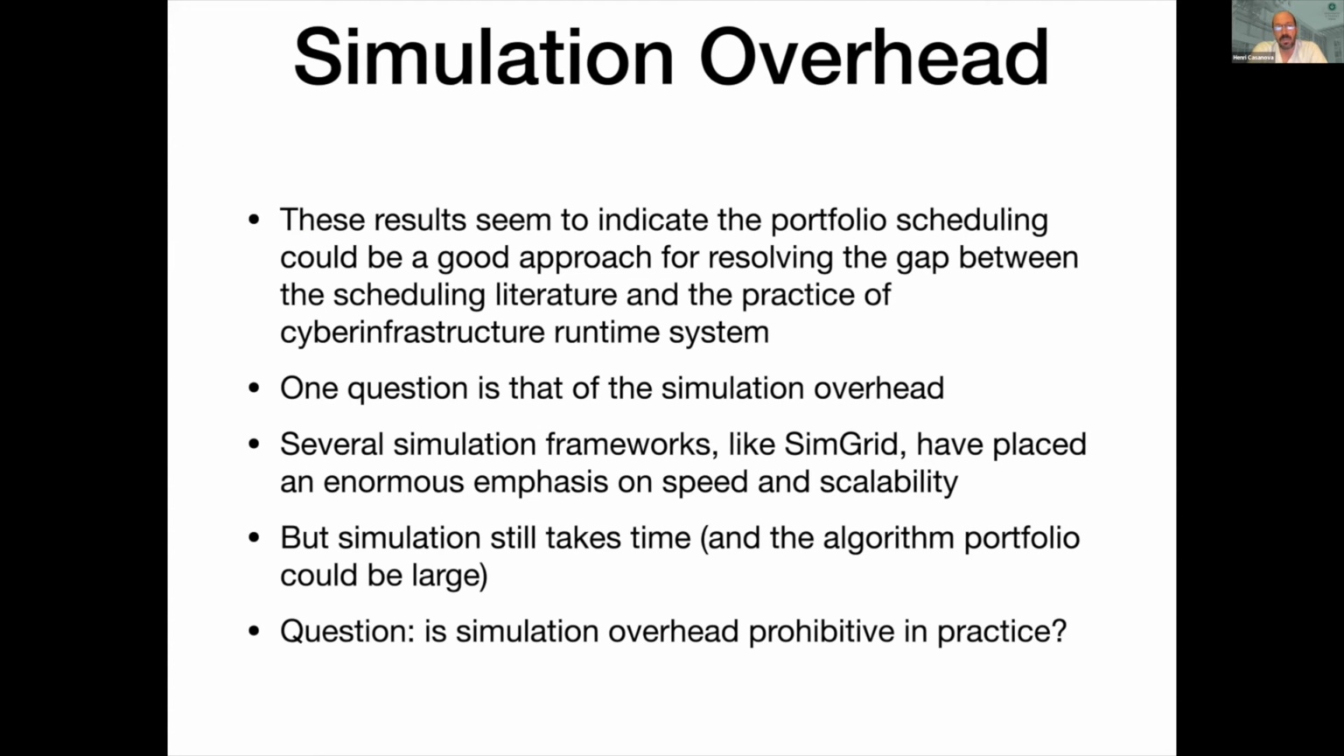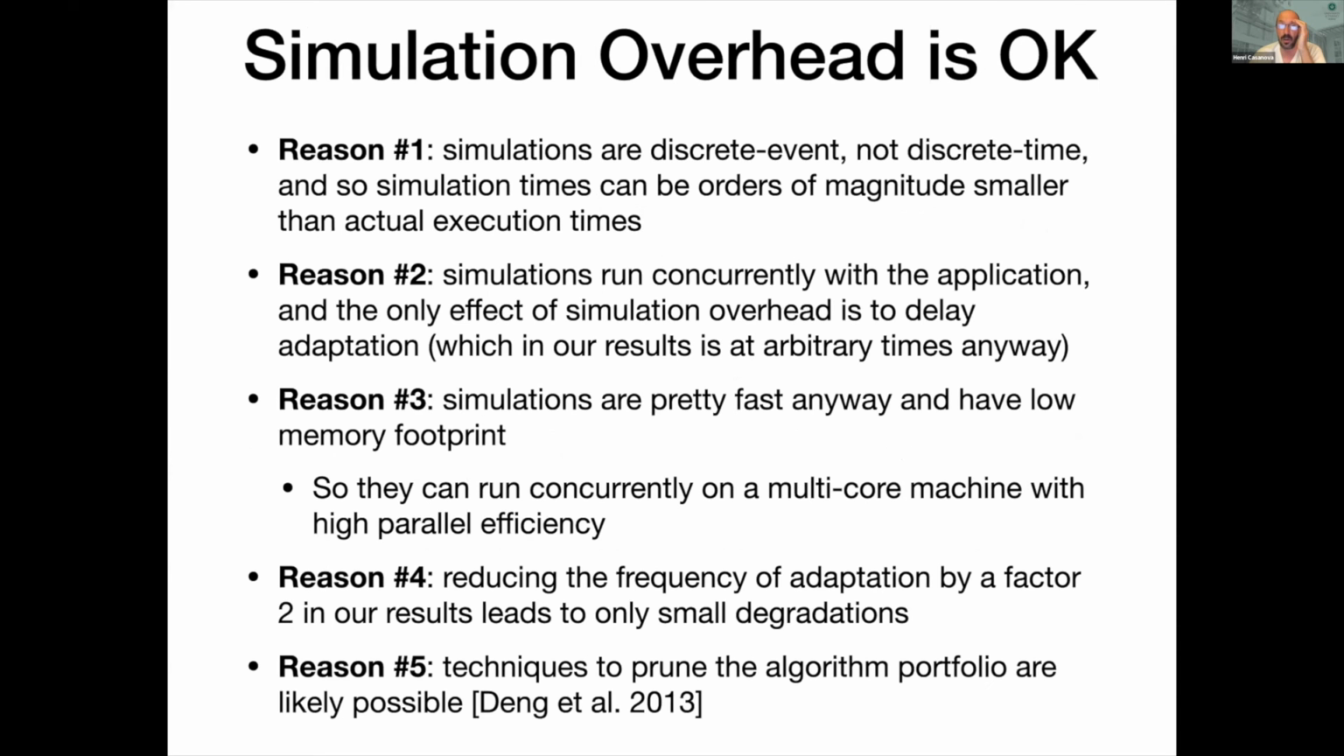Okay. Now, one question that people ask at this point, and that's been mentioned in all previous works on portfolio scheduling in the context of batch job scheduling, is that of the simulation overhead. Now, a lot of simulation frameworks exist. Some are notoriously slow, but some have placed a lot of effort in trying to improve speed and scalability, SimGrid being one of them. But that doesn't mean simulation takes zero time, right? So the question is, is simulation overhead prohibitive in practice? And the answer is basically no, it's not. Here are 5 reasons why.